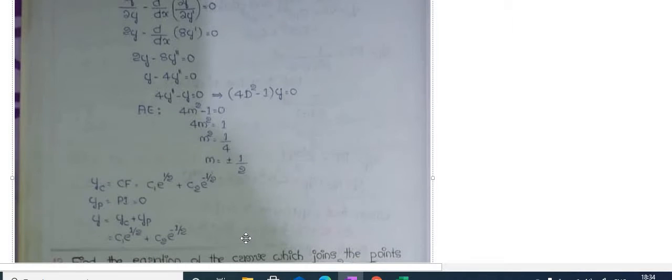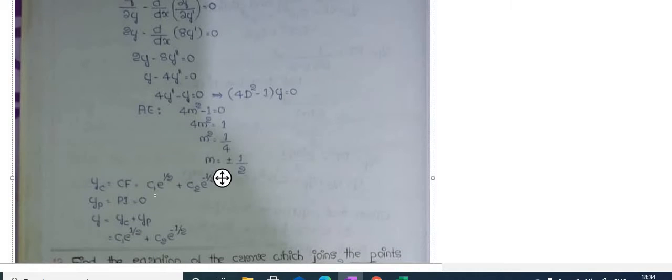4y double dash can be written as 4 d square y. So take y common, then we are going to get (4D square minus 1) into y equal to 0. Auxiliary equation is 4m square minus 1 equal to 0. 4m square equal to 1, m square equal to 1 by 4, m equal to plus or minus 1 by 2. So roots are real and distinct.